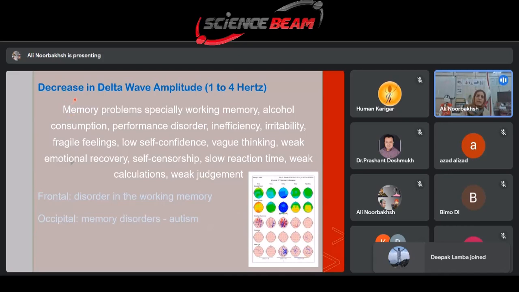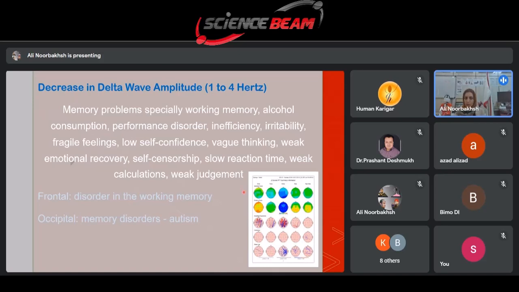Decreased delta wave is related to memory problems, especially working memory, alcohol consumption, performance disorder, inefficiency, irritability, fragile feeling, low self-confidence, vague thinking, weak emotional recovery, censorship, slow reaction time, weak calculation, weak judgment. If delta decreases on the frontal lobe, it's related to working memory. If it decreases on the occipital lobe, it's related to memory disorder or autism.